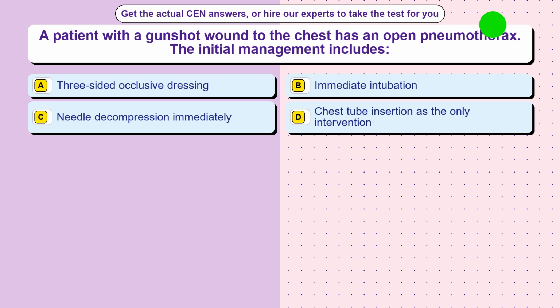Question 31. A patient with a gunshot wound to the chest has an open pneumothorax. The initial management includes Option A, 3-sided occlusive dressing. Option B, immediate intubation. Option C, needle decompression immediately. Option D, chest tube insertion as the only intervention.